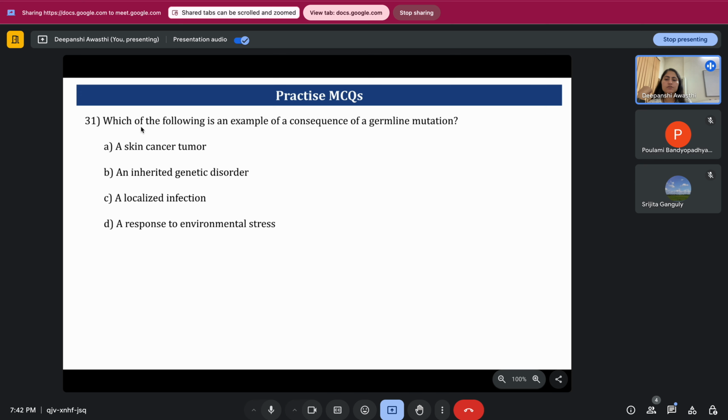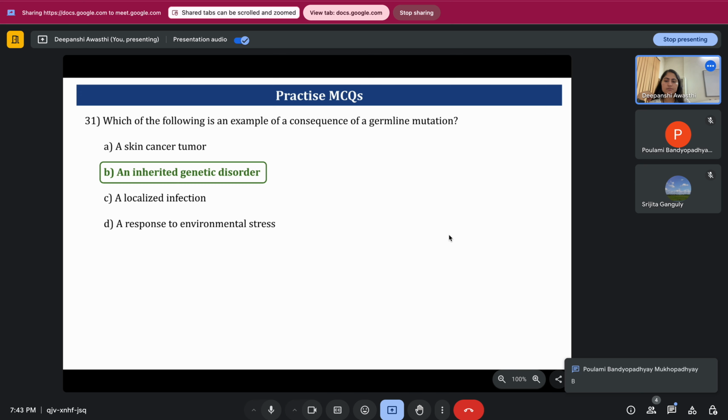Okay, so the next question was, which of the following is an example of a consequence of germline mutation? Option A, a skin cancer tumor. Option B, an inherited genetic disorder. Option C, a localized infection. And option D, a response to environmental stress.